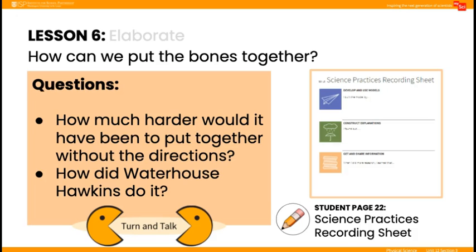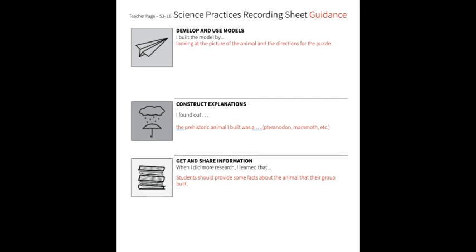In the Elaborate, discuss as a class how Waterhouse Hawkins used his imagination, drawings of animals, and what he knew about other living organisms to figure out what his dinosaurs may have looked like and put together his models. Refer back to the Science Practices recording sheet on Student Journal page 22 to help students explain how they followed the same practices as Waterhouse Hawkins to make a model and draw conclusions. Teacher guidance is on teacher page 11.